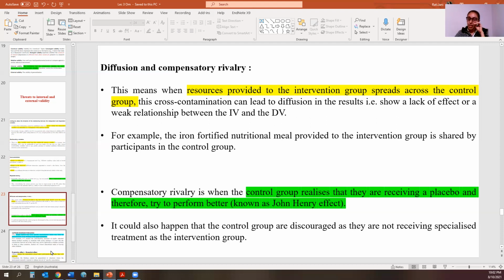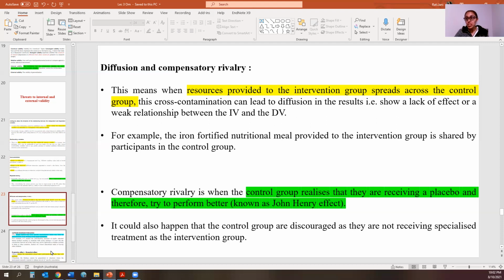Very, very big threats to internal and external validity. The other one is called compensatory rivalry. This is the same thing which I said, where your control group knows that they are a control group and they are not receiving that special treatment, all right? And that they are receiving, say, a placebo, and sometimes they could be completely discouraged, and they may just not want to participate in your study. They may be dropouts, or else it may go the other way.